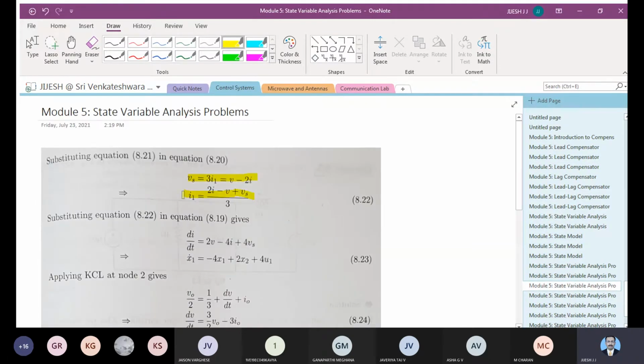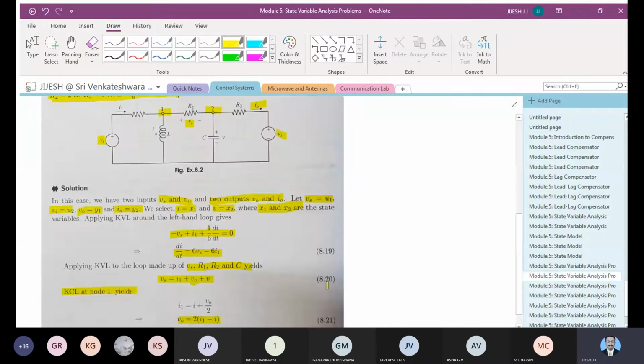After substitution, you will get I1 is equal to 2 into (I minus V plus Vs) divided by 3. Also, simultaneously, you can substitute equation 22 in equation 19. So I1 can be substituted in equation 19. You can see that this is I1 here. So let me substitute this I1 in this equation. So di by dt is equal to 6 Vs minus 6 into I1, you need to substitute.